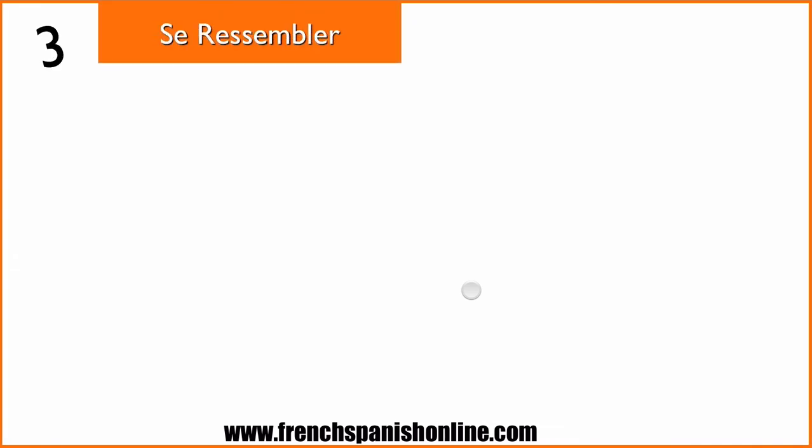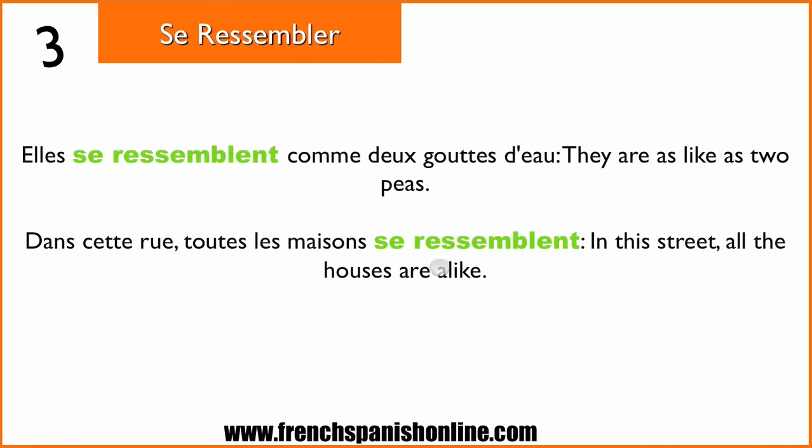We said that se sembler does not exist. However, se ressembler exists. If you want to say elles se ressemblent comme deux gouttes d'eau, they are as like as two peas. It's an expression, and in French we use two drops of water. Elles se ressemblent comme deux gouttes d'eau. And we have here the verb se ressembler.